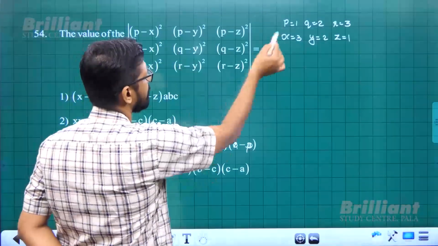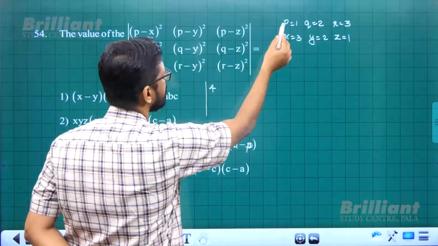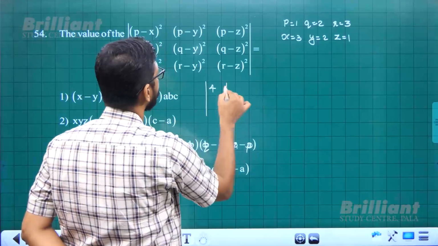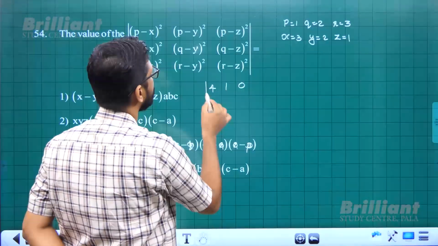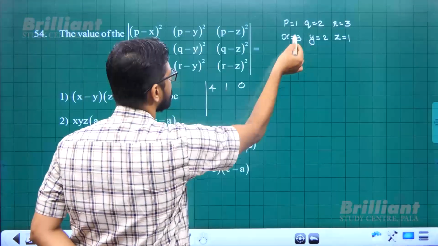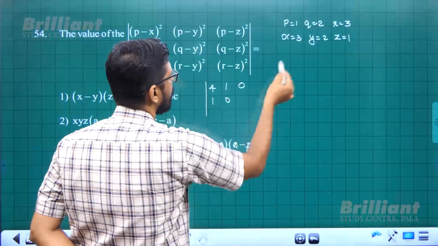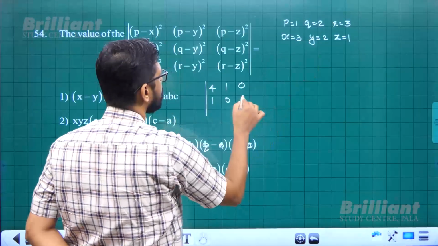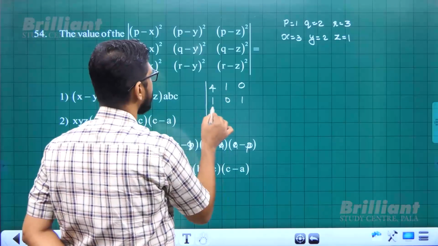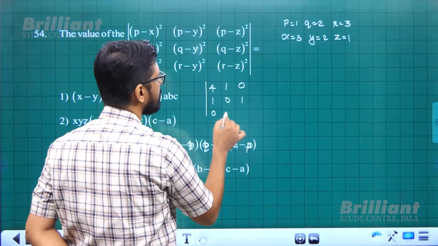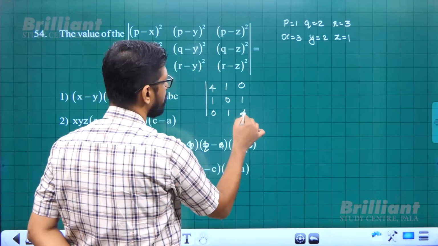P minus x എന്ന് പറയുന്നത് 1 minus 3, 2 സ്ക്വയർ ആണ്, ഇത് 4 കിട്ടും, ശരിയല്ലേ പിള്ളേരെ? P minus y എന്ന് പറയുന്നത് 1 minus 2, minus 1 കിട്ടും. P minus z എന്ന് പറയുന്നത് 1 minus 1, ഇത് 0 കിട്ടും, ശരിയാണോ? Then Q minus x, 2 minus 3, ഇത് 1 കിട്ടും. Q minus y എന്ന് പറയുന്നത് 0 കിട്ടും. And Q minus z എന്ന് പറയുന്നത് again 1 കിട്ടും, ശരിയാണോ? R minus x എന്ന് പറയുന്നത് 0 കിട്ടും. R minus y എന്ന് പറയുന്നത് 1 കിട്ടും. R minus z എന്ന് പറയുന്നത് 3 minus 1, 4 കിട്ടും.